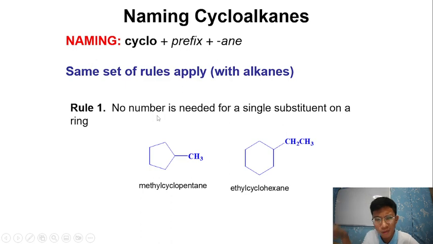You just count the number of vertices of your structure. For example, this one is very straightforward. The parent here is a 5-membered ring, so it is called cyclopentane. And this substituent, which you have encountered repeatedly, we call methyl. Just assemble it: methylcyclopentane.